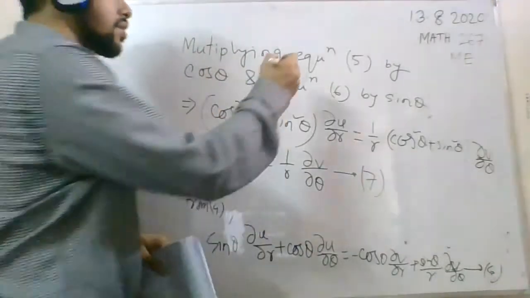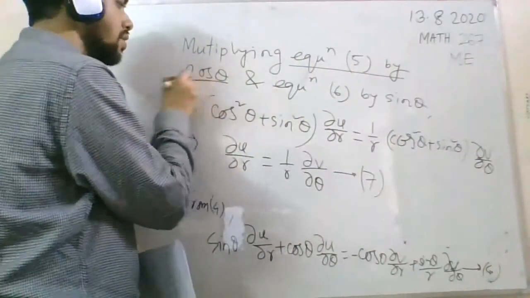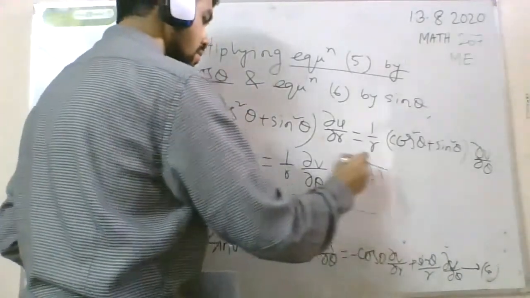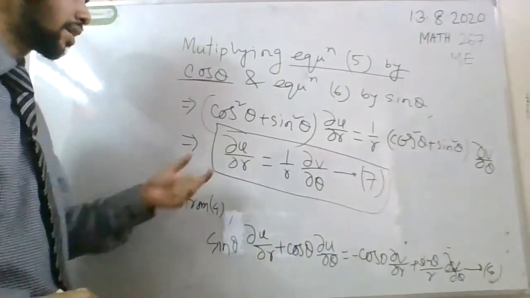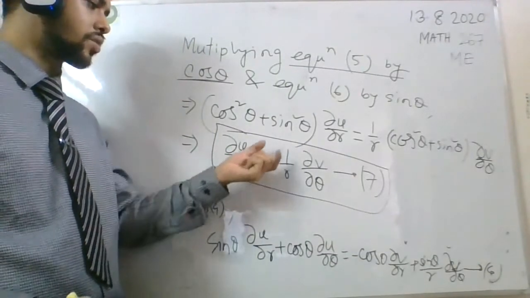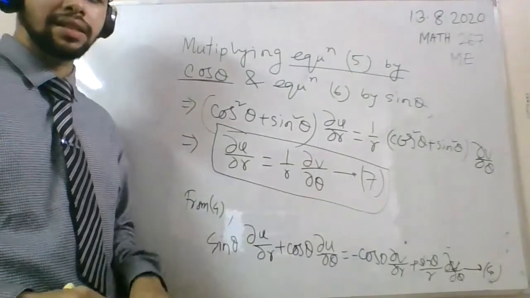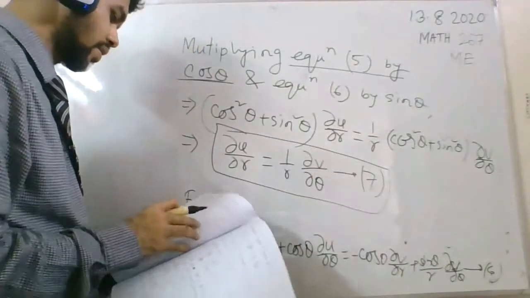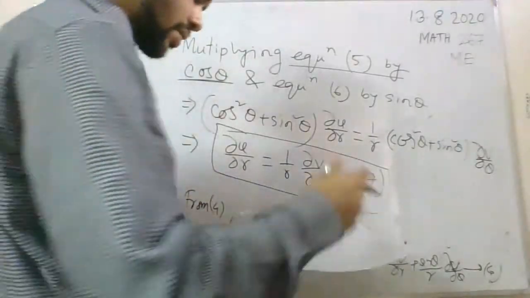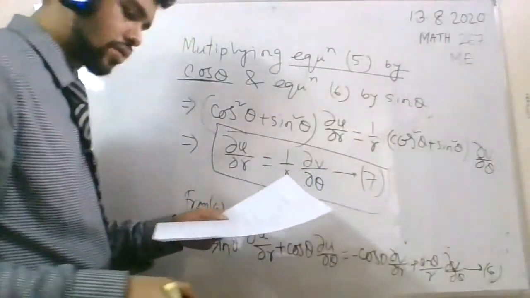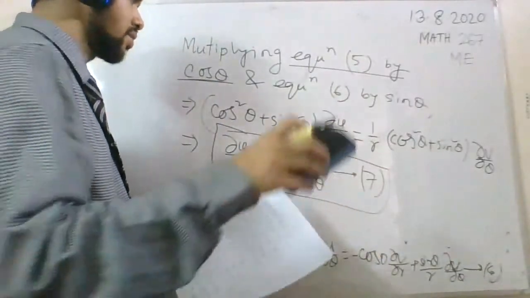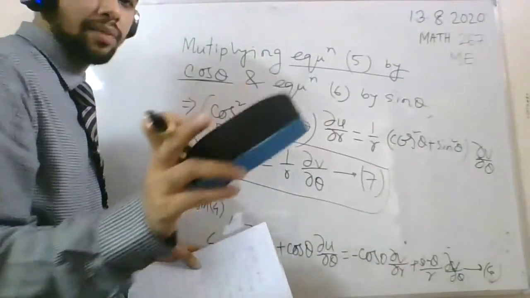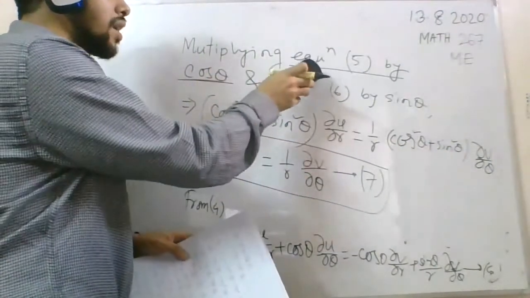Okay, so if we multiply equation 5 by cos theta, you can get one of the equations, which is 7. It is del u by del r equals to 1 by r del v by del theta. And another one, okay, here I have to compare equations 5 and 6, right? I said one thing wrong earlier.